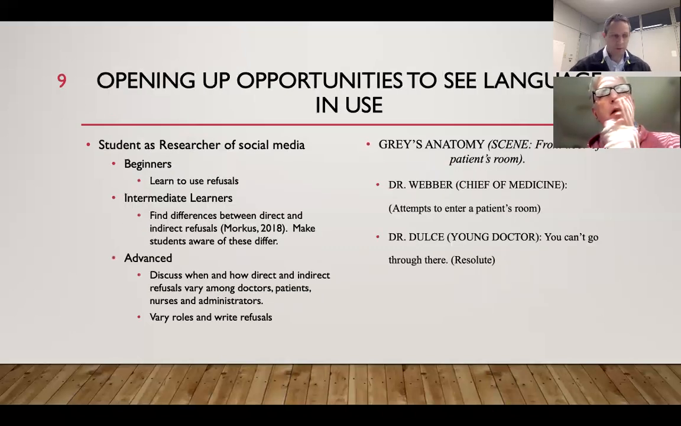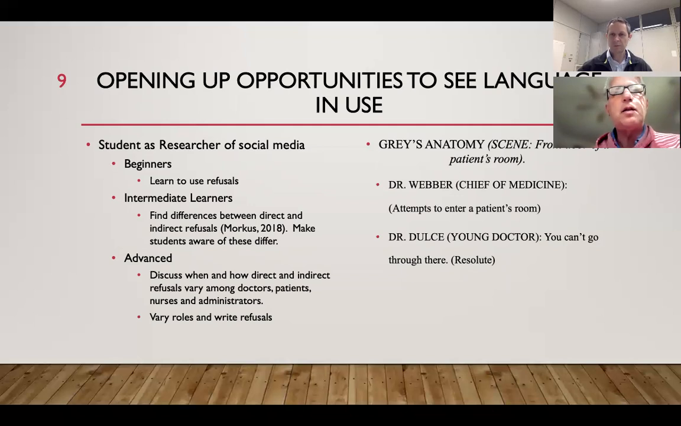Sure. The thing that's interesting about this is that the younger doctor, Dr. Dulce, refuses the chief of medicine. Dr. Weber is at a much higher level of status than Dr. Dulce. So this is a big violation. So this becomes a terrific opportunity to talk about this violation and why he's made this violation. And the reason, of course, is because there's somebody in there who's very vulnerable, and she does not want to see a male in that room. And so this becomes a great cultural discussion.